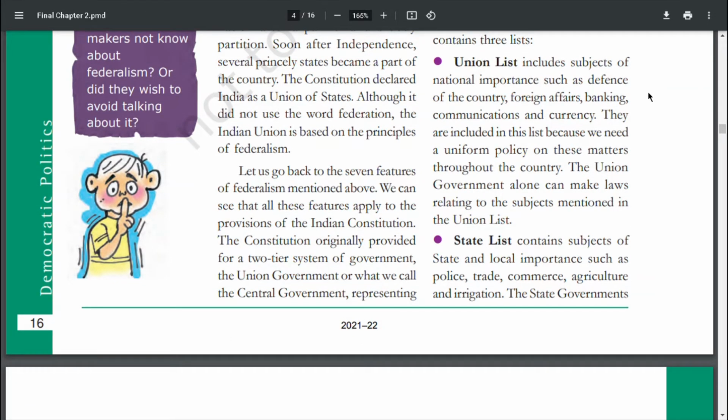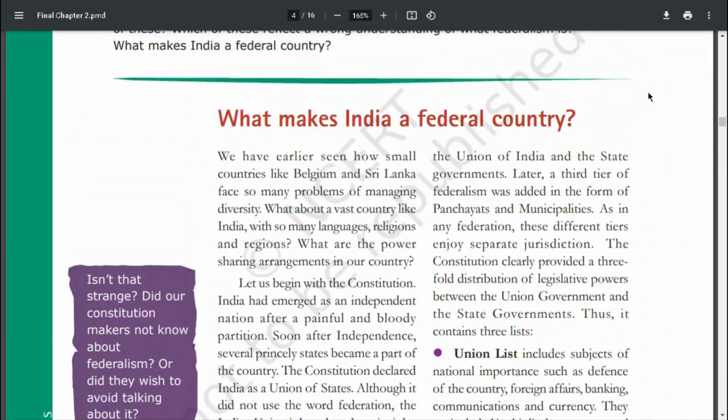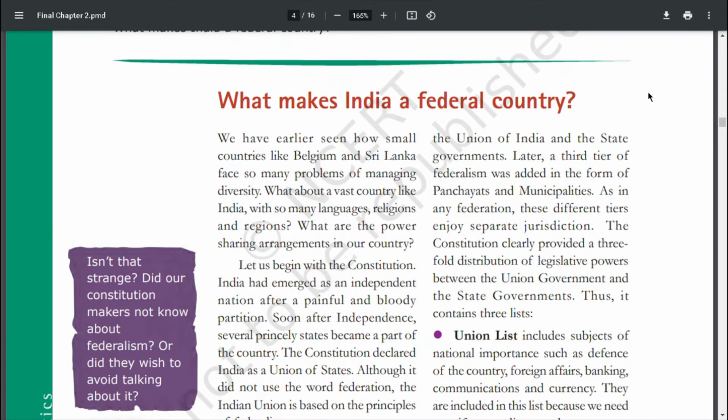Let us go back to the 7 features of federalism mentioned above. We can see that all these features apply to the provisions of the Indian Constitution. The Constitution originally provided for a two-tier system of government: the Union government, or what we call the central government, representing the Union of India, and the state governments. Later, a third tier of federalism was added in the form of panchayats and municipalities.